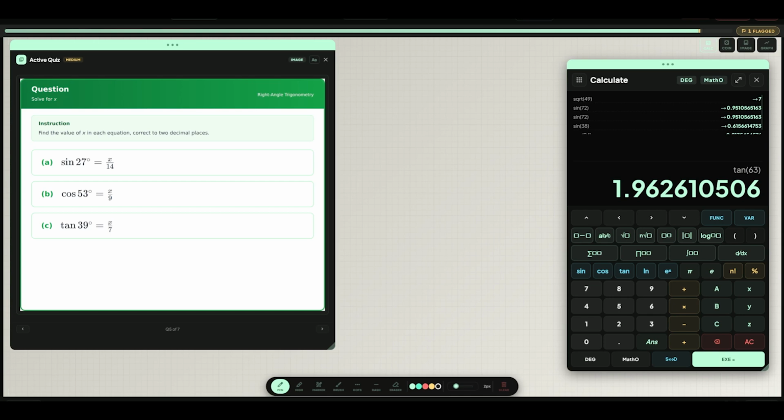Alright, now we're going to be looking at how we might get to one of the key steps in solving for an unknown variable in our trigonometry for the unknown side. So here we have an equation, and it's very simple, similar to the ones you'll set up once you start solving these problems. So we have sine 27 degrees is equal to x over 14.